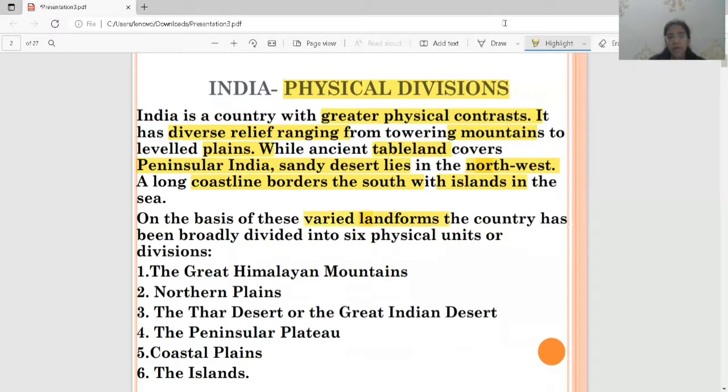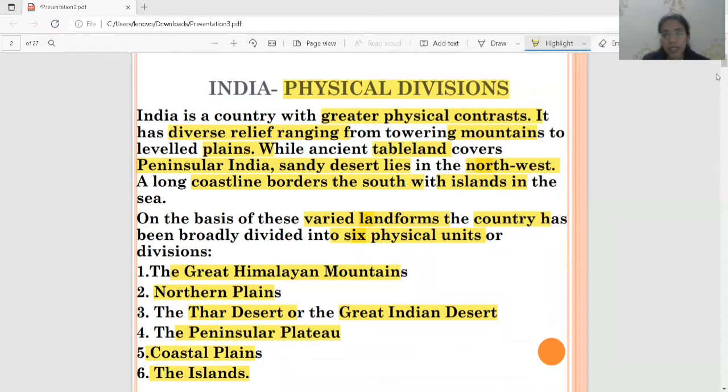Basically, because of the various landforms of the country, we have been divided into 6 physical divisions. The physical division is of 6 types. I told you Himalayan mountains, northern plains, Thar desert, that is also known as the Great Indian Desert, peninsular plateau, coastal plains, and the islands. Okay, so now listen carefully again. India's physical division. One more time from the starting, I'm going to tell you.